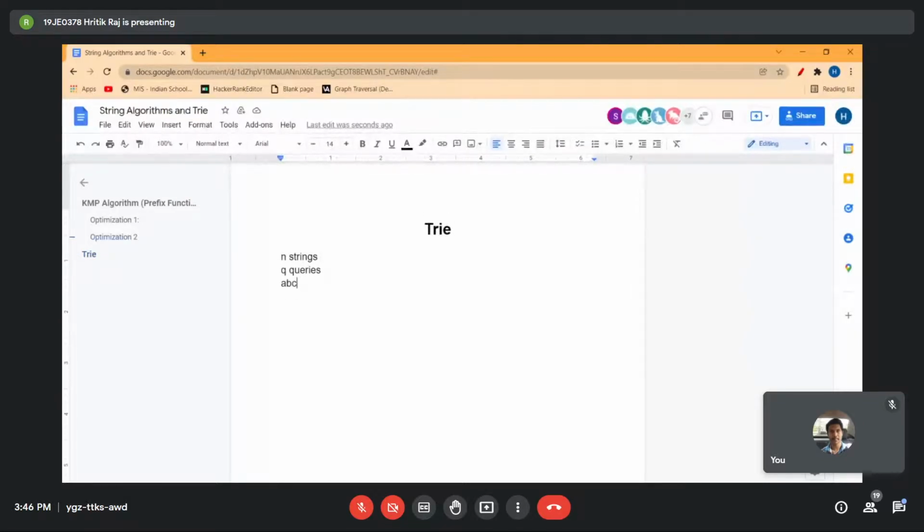So did you get the question? There are n strings, and you have to check whether the given query string is present as a prefix of any of the n strings or not. So how will you do this question?